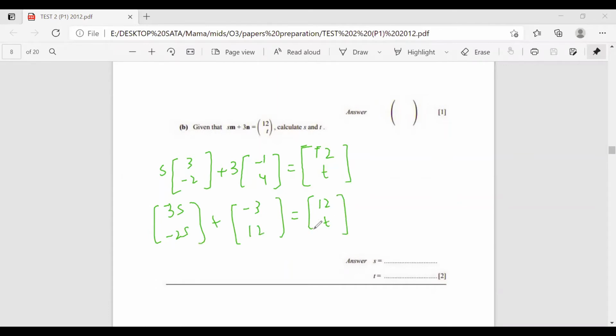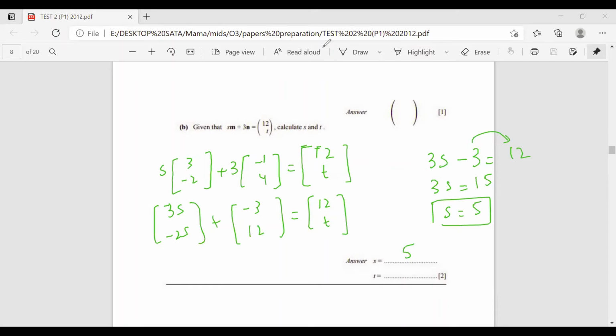So here is the problem. How can I get my answers for the unknown variables? What you have to do, just simply make an equation. It is like this: 3S plus minus 3 equals 12. That means you are using only the upper values. So 3S equals 12, and the minus 3 will shift to the right hand side. It will give you 15, and the answer for S is 5. So you can write it like this.